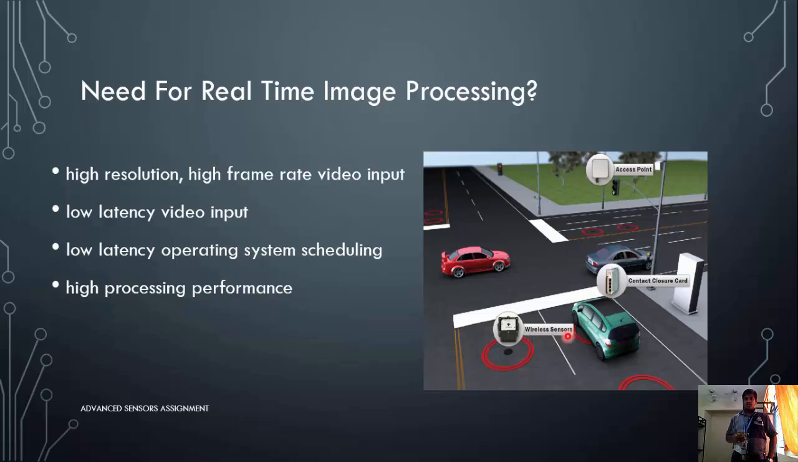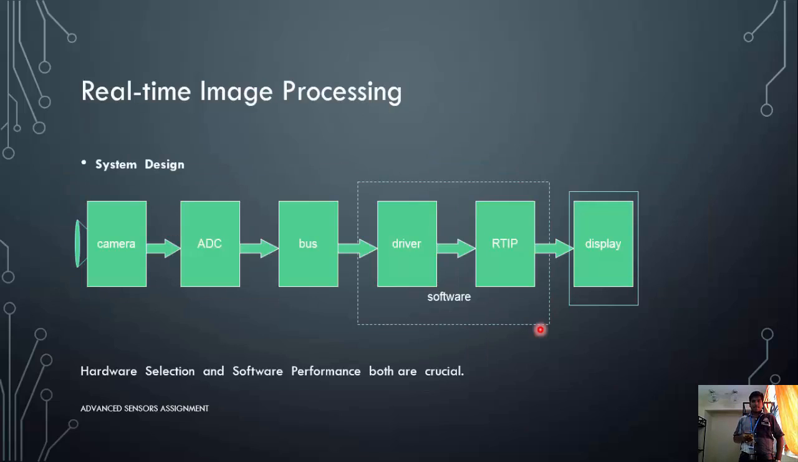There is a wireless sensor here, and there is an access point here. Whenever any object is there, it gives signals on the spot itself. Real-time image processing.